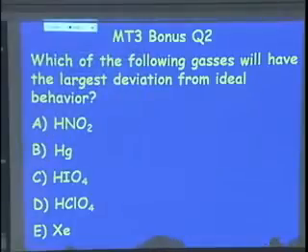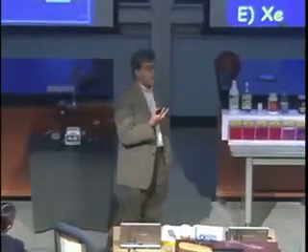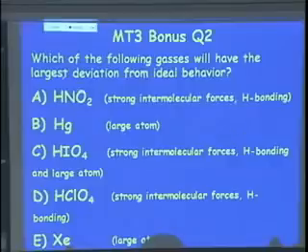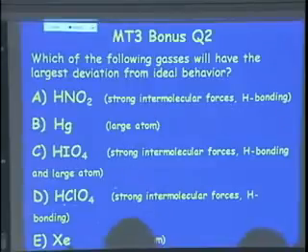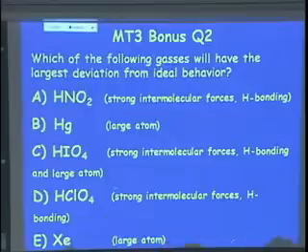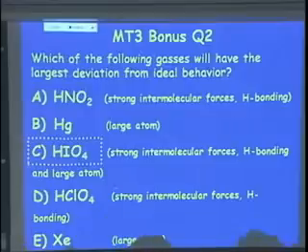So this is about intermolecular forces, and this is about the volume of your molecule. Nitrous acid has strong intermolecular forces, it has H bonding. Mercury is a large atom, so that's a large volume. Periodic acid has strong intermolecular forces and H bonding, and is a large atom, the largest of all of them. HClO4 has strong intermolecular forces and H bonding, and xenon is a large atom. And with this, the answer was C.